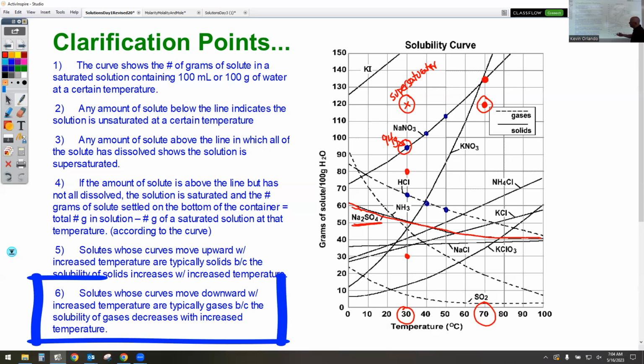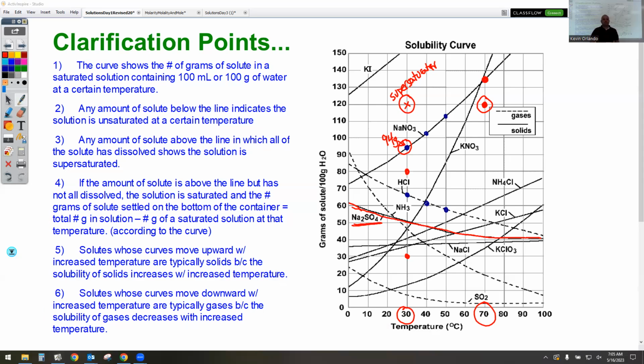Okay, and the last point, lines whose curves move downward with increased temperature are typically gases like we spoke about before because the solubility of gases decreases with an increase in temperature. They become less soluble at high temperature. That's because they got a bunch of kinetic energy and they're able to escape from that solution.